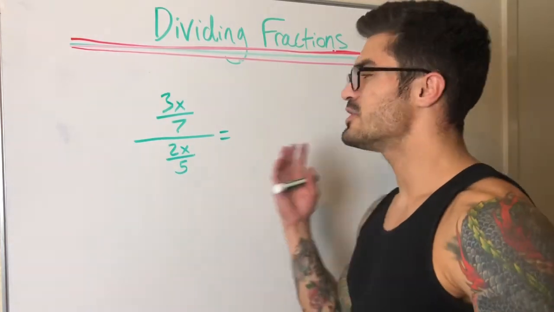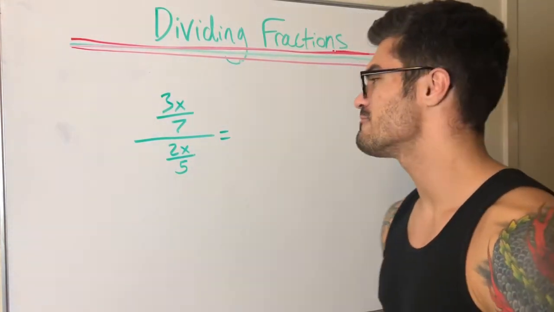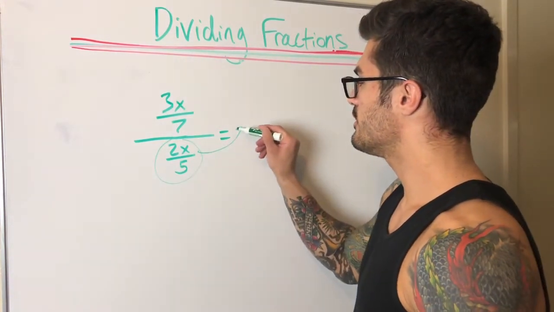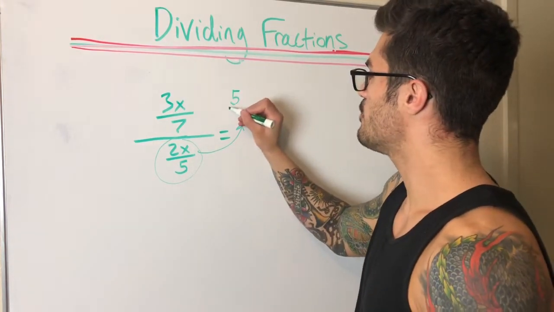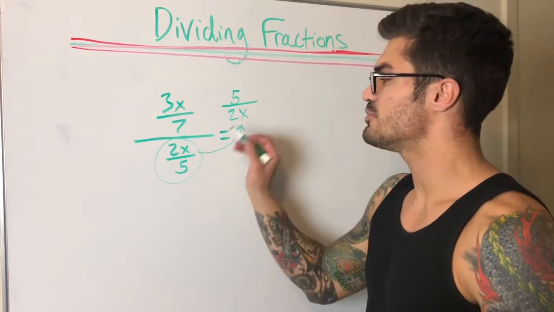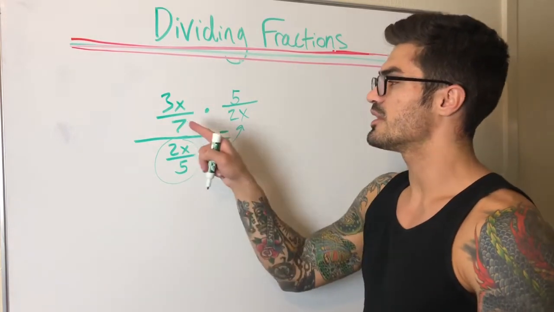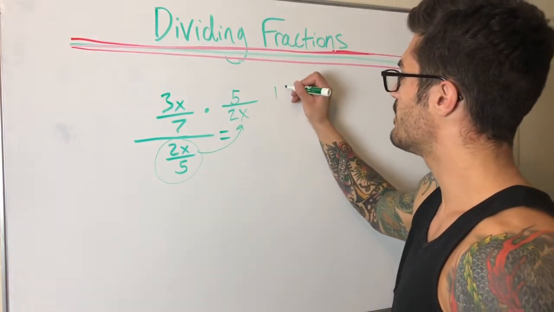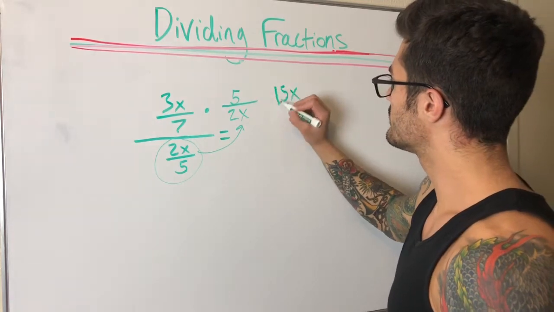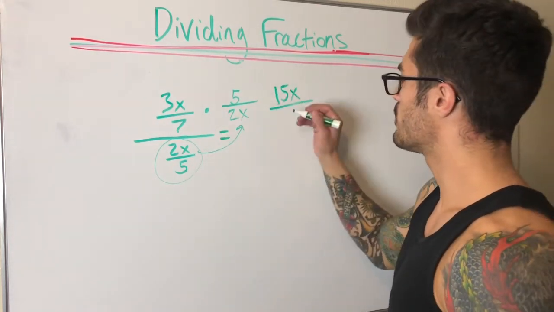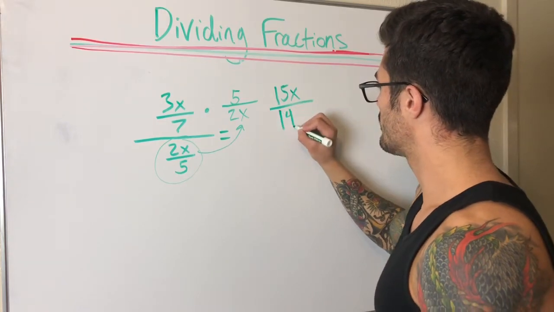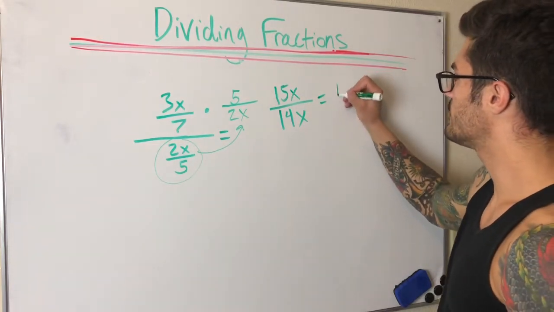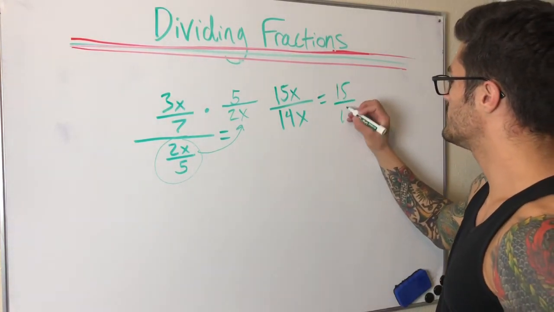All right, another example, how would we do something like this? Now we have some x's involved, okay? And it's the same exact process. You take this denominator, you bring it up here, you flip it, so 5/2x. So what I'm doing is taking the reciprocal of the denominator and I'm multiplying the numerator by the reciprocal of the denominator. So now look what happens. I have 15x up top, 15x over what's on the bottom, 14x. And in this case, my x's can actually cancel. I have x over x, those can cancel. And I'm left with 15/14.